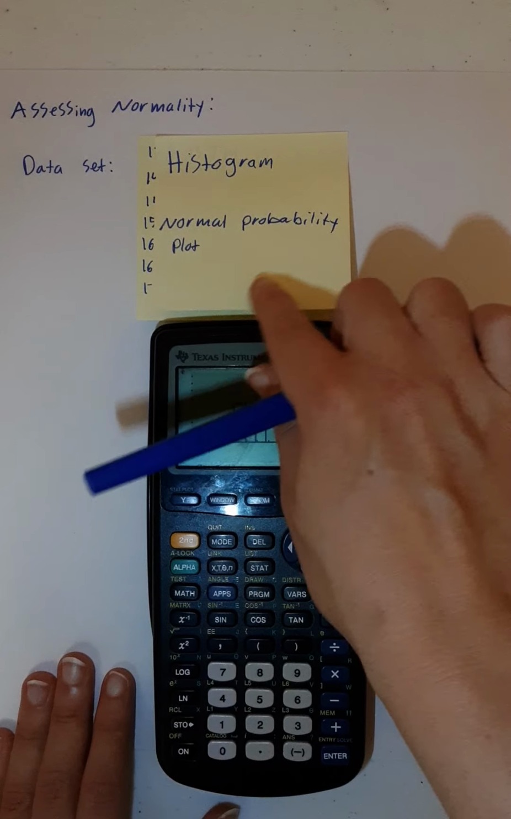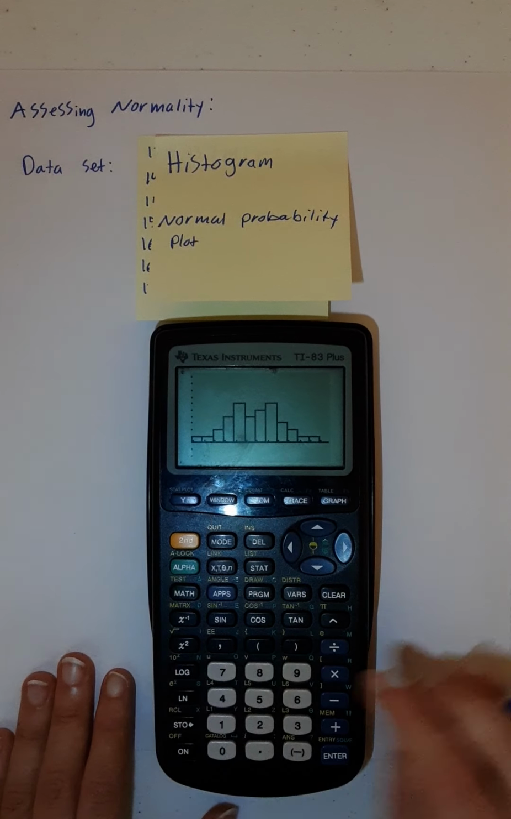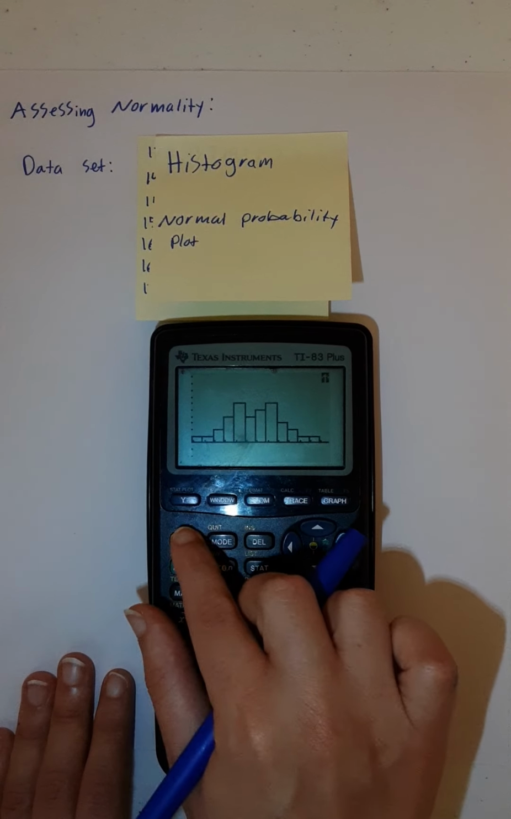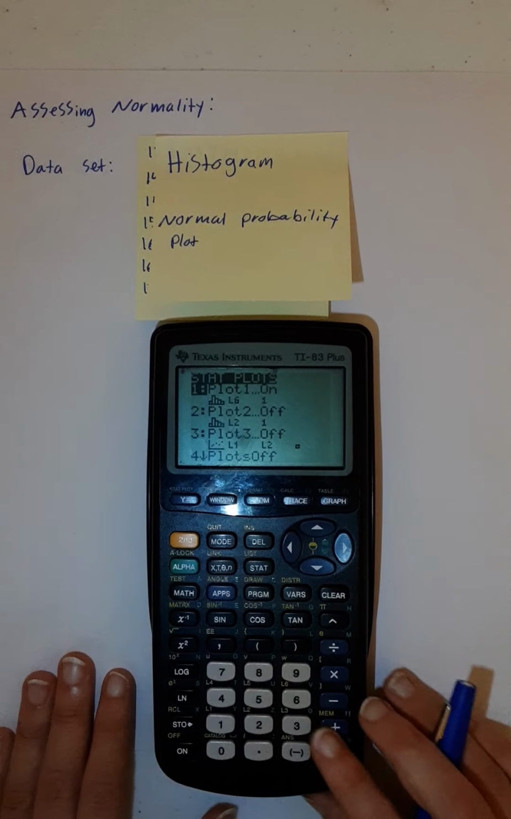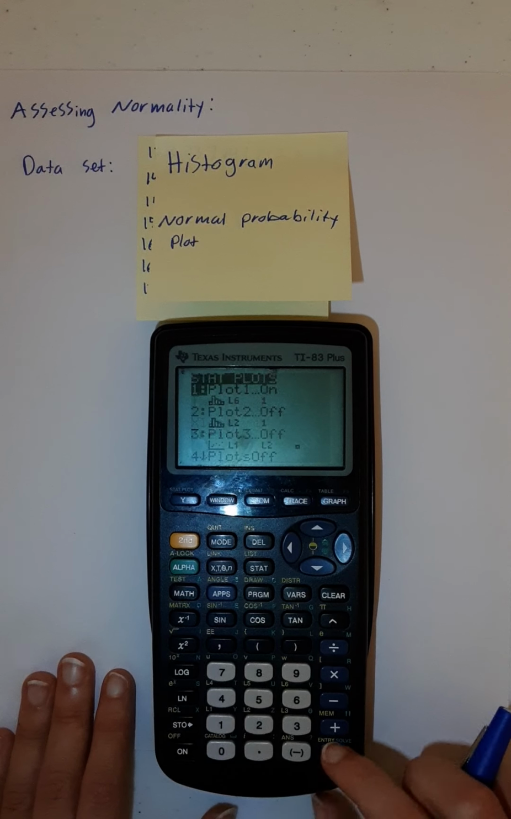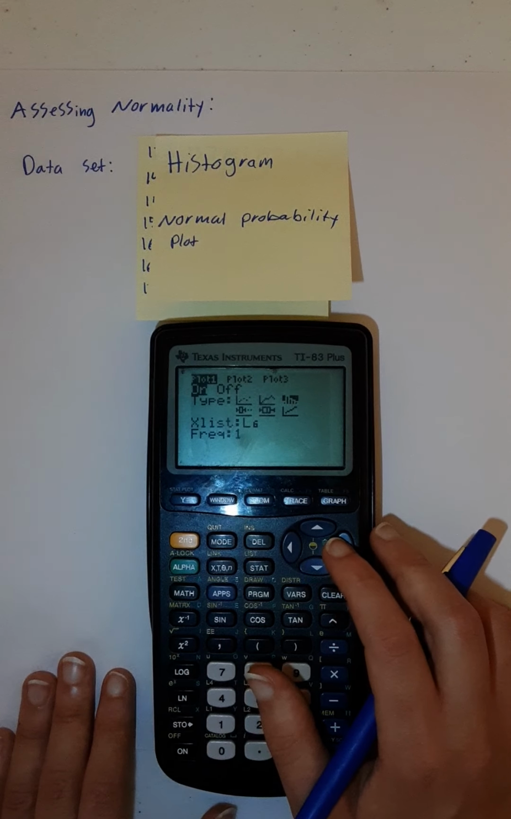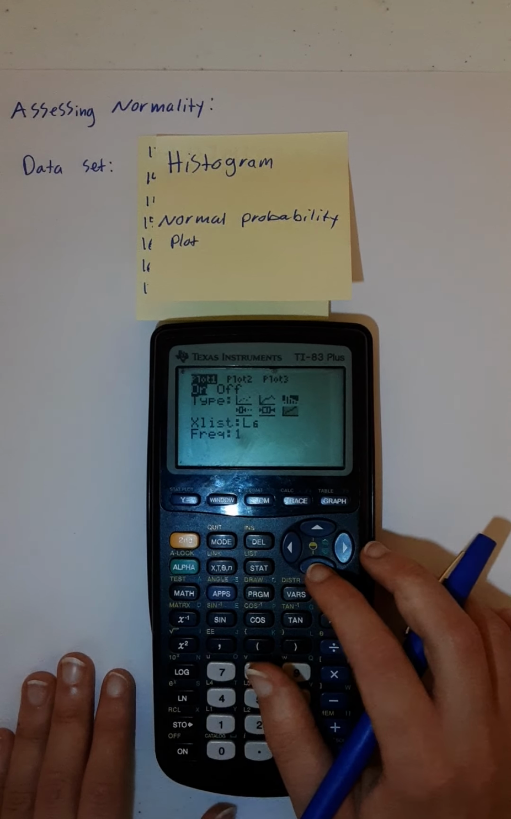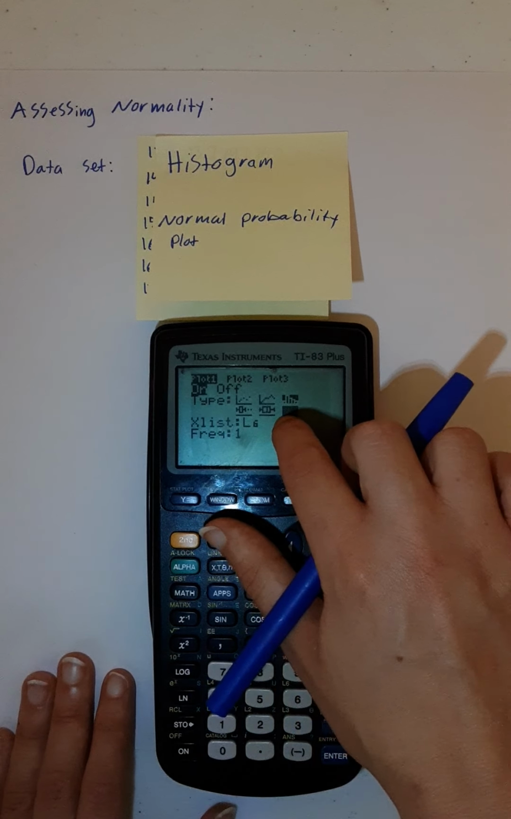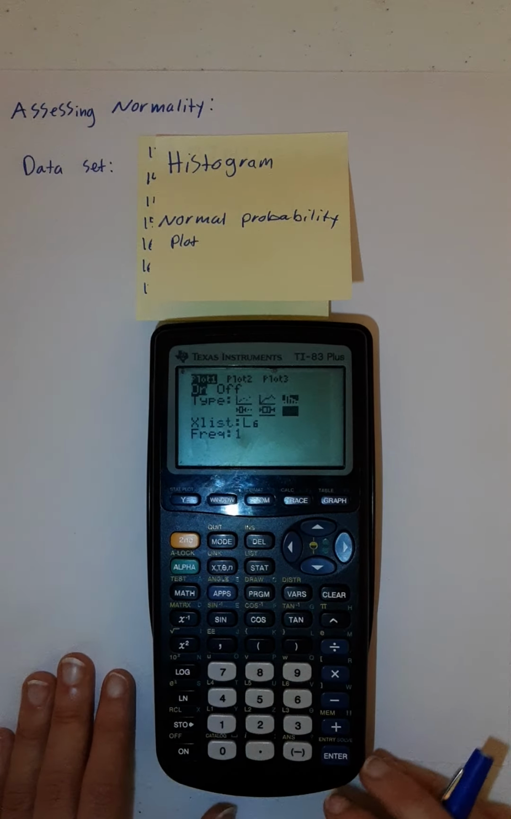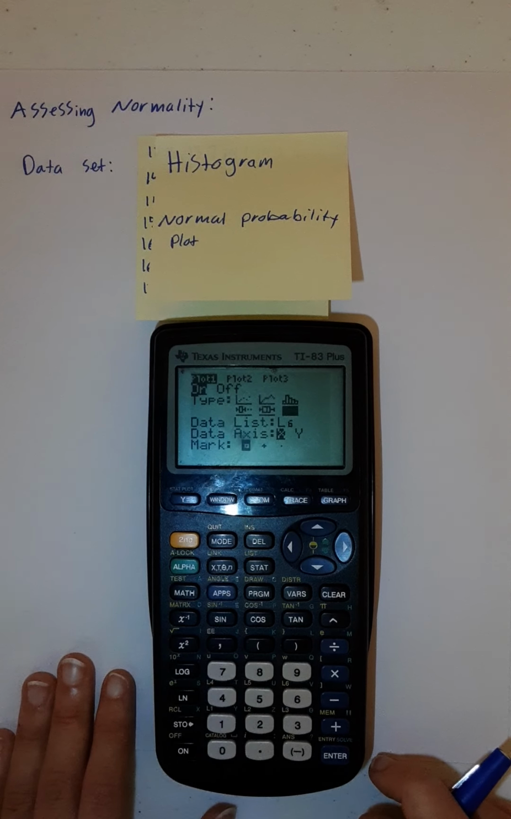Next, the normal probability plot. How I do that is I go back to my stat plot, so second y equals, go back into plot 1. It should be on because I just graphed it. And instead of graphing a histogram, I'm going to keep using my over arrow to graph this last one. It kind of looks like a scatter plot, but it's all in one line. That is a normal probability plot.